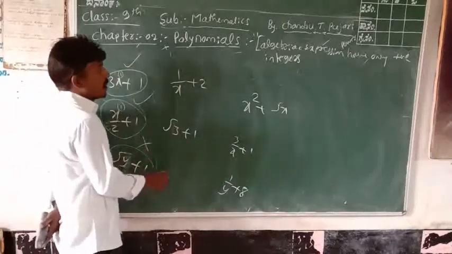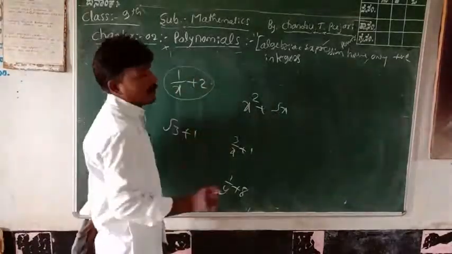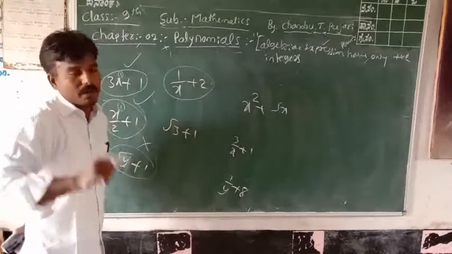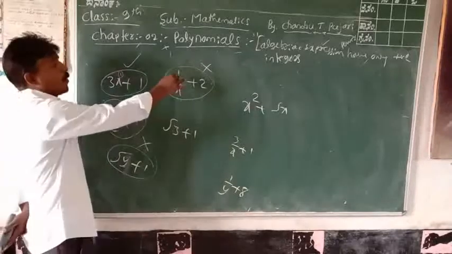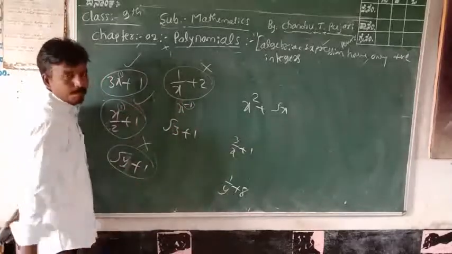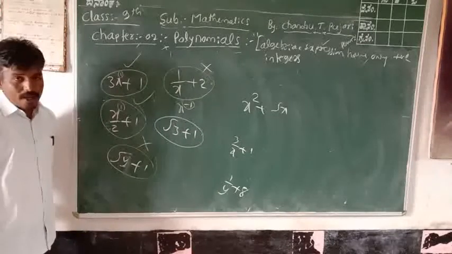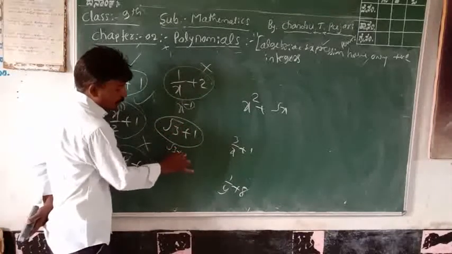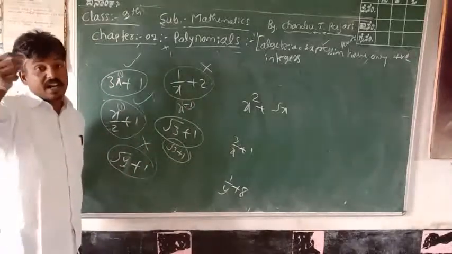Therefore, this one is not a polynomial. In algebraic expressions of polynomials, the power is a positive integer, or otherwise a whole number. This one is not a polynomial because 1 by x simplifies to x raised to minus 1, which is not positive. Again, this one: positive integer, so yes, it is a polynomial, but only a constant term is there. Root 3 is a constant, 1 is a constant. These are constant polynomials.